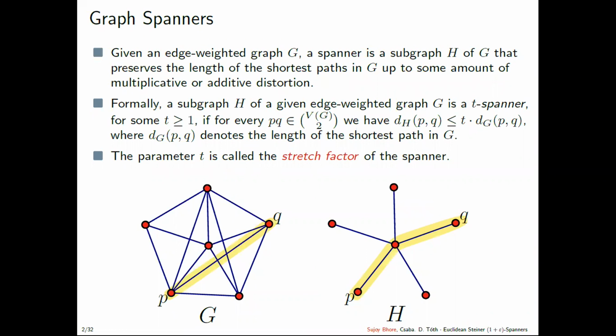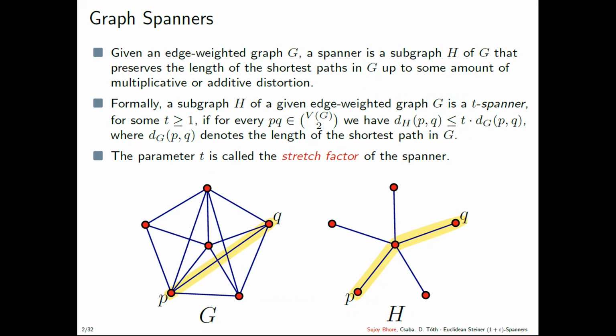Spanners were originally introduced and studied in the realm of graphs. Let me begin with graph spanners. Given an edge-weighted graph G, a spanner is a subgraph H of G that preserves the length of the shortest path in G up to some amount of multiplicative or additive distortion.